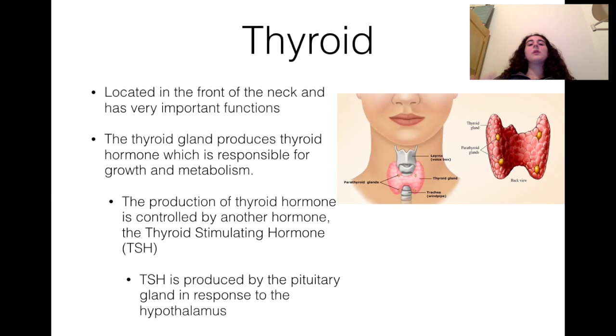So the thyroid, located on the front of the neck, has very important functions. It's right here, if you can't see from the diagram. The thyroid gland produces thyroid hormone, which is responsible for growth and metabolism. The production of thyroid hormone is controlled by another hormone, the thyroid stimulating hormone. TSH is produced by the pituitary gland in response to the hypothalamus.